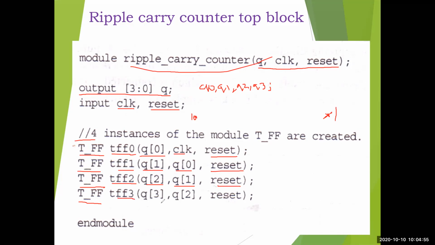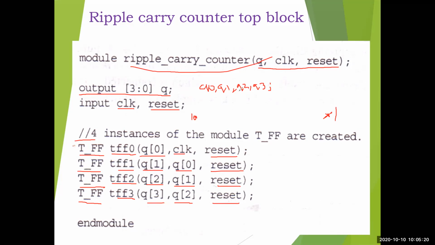Then finally the fourth flip-flop. Q of 3 is the final output. Q of 2 is the input for that, and reset. So here Q of 2 acts as input as well as output. Q of 1 is also like that. Q of 0 is also like that, input as well as output. But we define it as an output, so it will be taken as input as well as output. Finally, end module, no semicolon needed here. So this is the first program, the ripple carry counter.